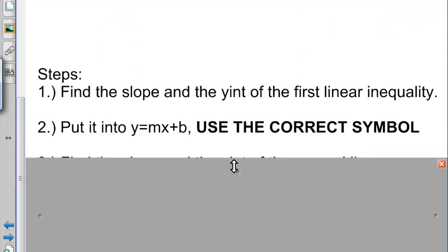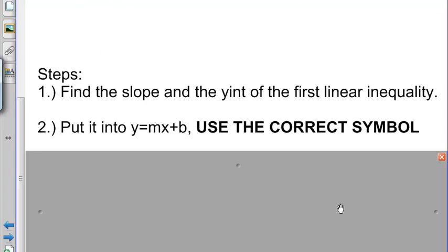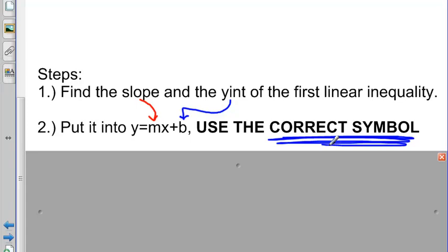Once you've found the slope and the y-intercept, you need to put that into y equals mx plus b. In other words, the slope is the m, so that goes there. The y-intercept is the b, so that goes there. Don't forget the correct symbol. We talked about that. Greater than is shaded above. If there's a line underneath, it's a solid line. If there's no line underneath, it's a dotted line, and so on and so forth.